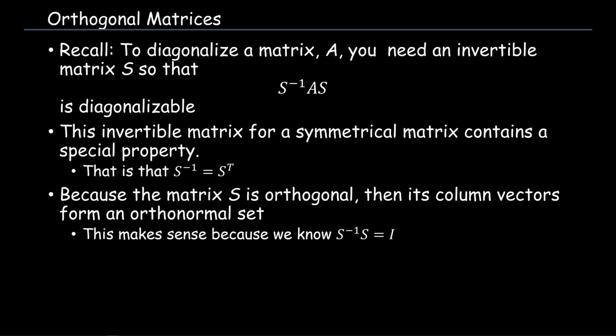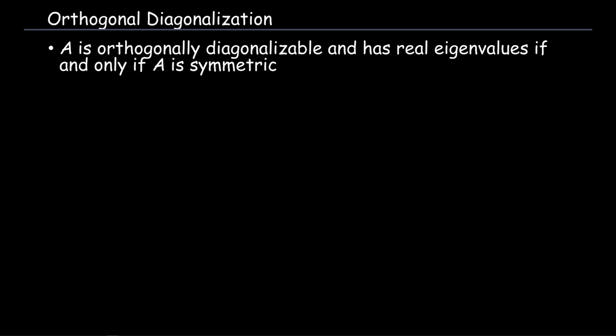Now that we have orthogonal matrices and symmetric matrices, what's the whole deal with orthogonal diagonalization? If we have a matrix A, it is orthogonally diagonalizable and has real eigenvalues if and only if A is symmetric. So how does this process of orthogonally diagonalizing the matrix A work?